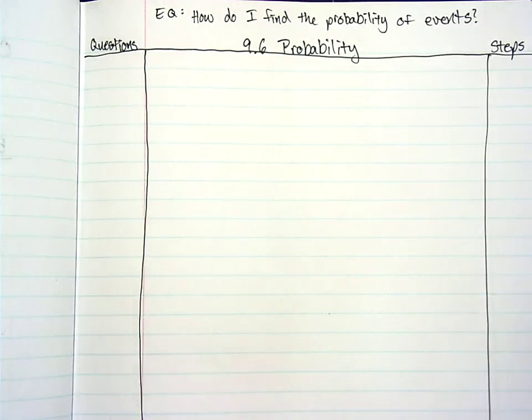Hi everyone, welcome back. We're going to be working on 9.6 probability. We're going to do an example of each type of probability problem. And the essential question is, how do I find the probability of events?